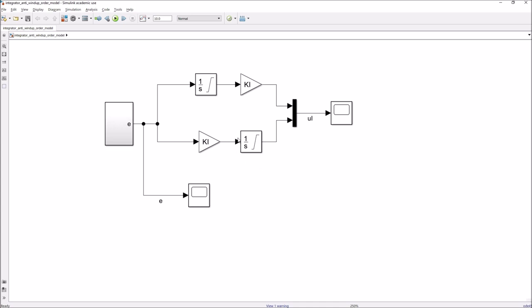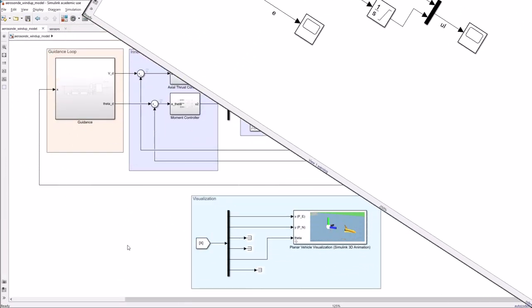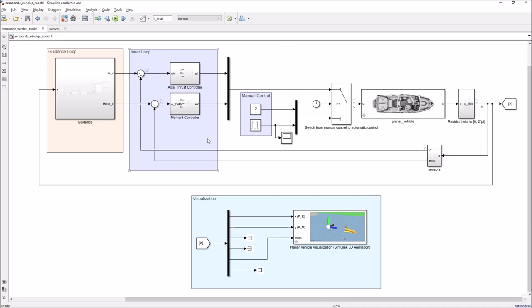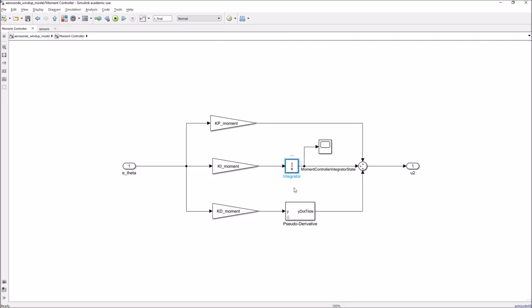Okay, so I think this makes sense in a vacuum. Hopefully that is reasonable. Let's go ahead and see if we can fix, for example, that Aerosonde crash problem, if we can just add this integrator limited state and fix this windup issue. All right, here we are back at our vehicle following the waypoint guidance example. And what we want to do now is limit this moment controller integrator state so it's not able to wind up all that error.